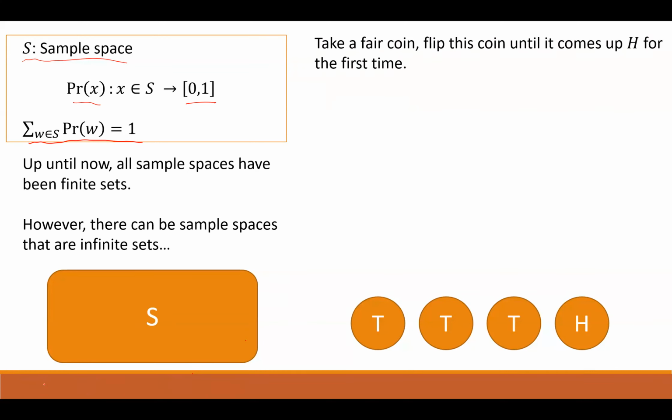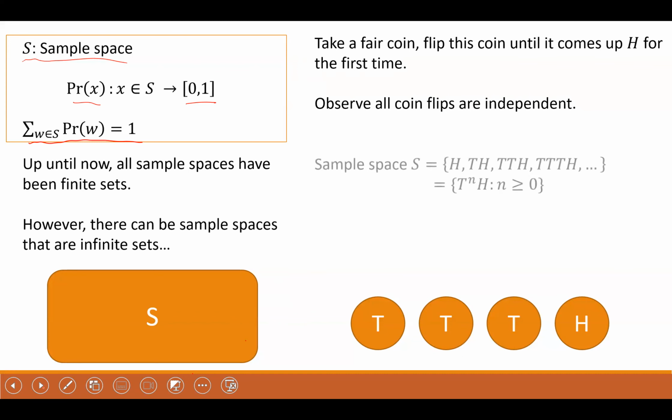And the first example we'll look at is the example we were just talking about. We take a fair coin, flip this coin until it comes up heads for the first time, right? So now I have a set of outcomes. Each of these coin flips are independent of the others, and it's a fair coin, so it's 0.5 probability for tails and 0.5 for heads.